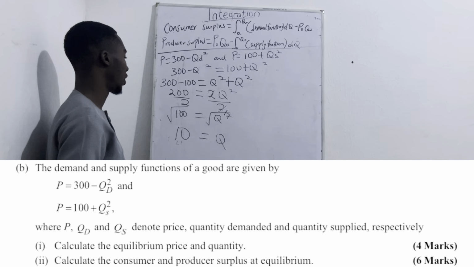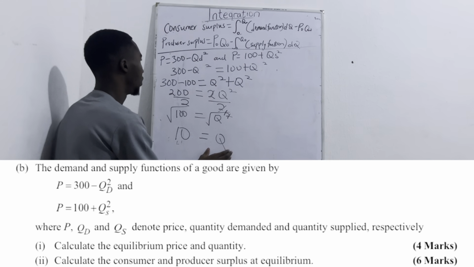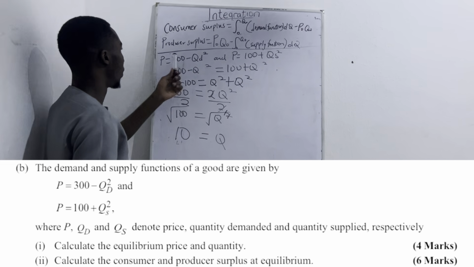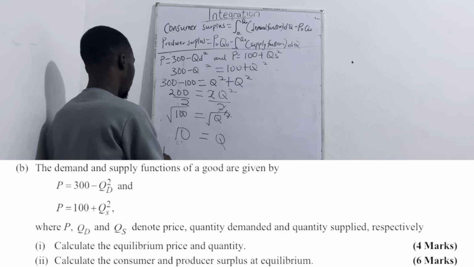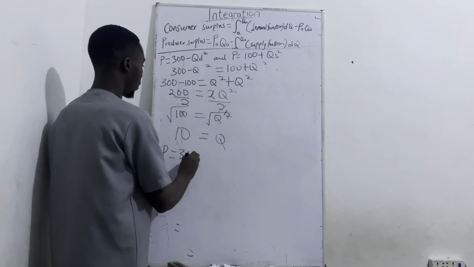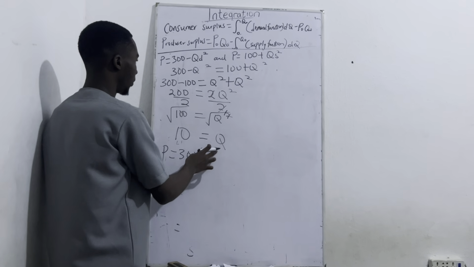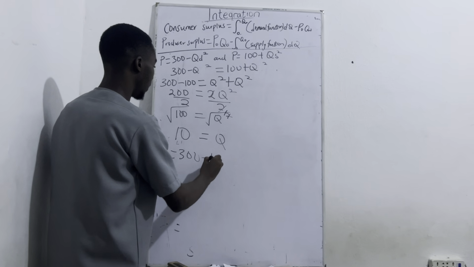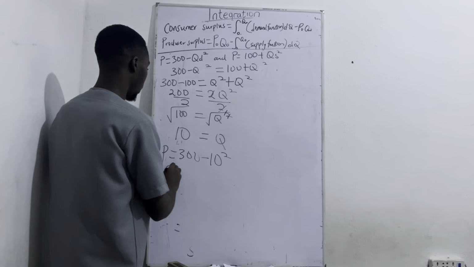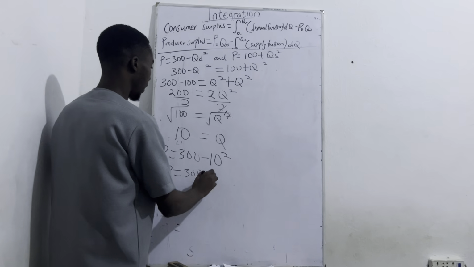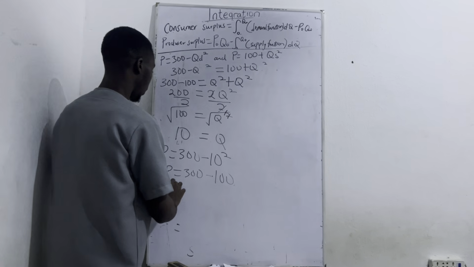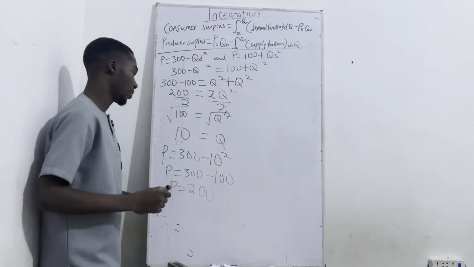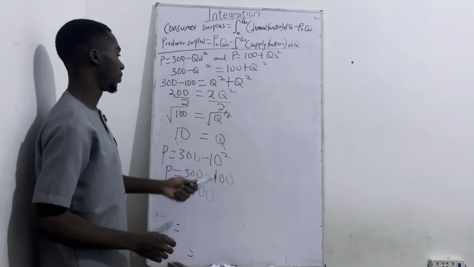Now that you found the equilibrium quantity, you can find the equilibrium price. You can just put the quantity into the demand function or the supply function. So which one should we use? Okay, let's use the demand function. So our P is equal to 300 minus QD squared. Our QD is the same as Q, so minus our quantity, which is 10 squared. So our P is equal to 300 minus 100. So our P is now equal to 200. So now we have our equilibrium price, which is 200, and our equilibrium quantity, which is 10.